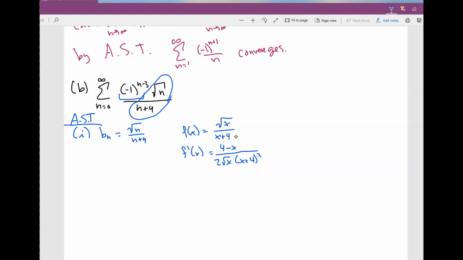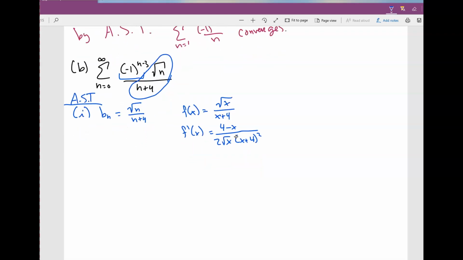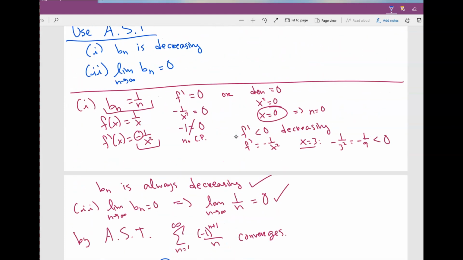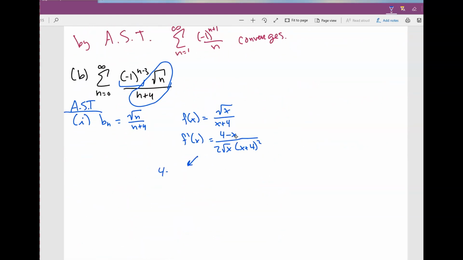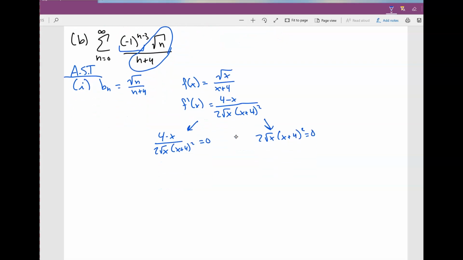Now what we're going to do is set it equal to 0, because remember, when we take the derivative, you can get a critical point when it's equal to 0 or when the denominator is equal to 0. So we set 4 minus x over 2 square root of x times x plus 4 squared equal to 0, and you're also going to set the denominator equal to 0. If I multiply the denominator to the other side, we're just left with 4 minus x equals 0. So x equals 4. That's what we get for this one.